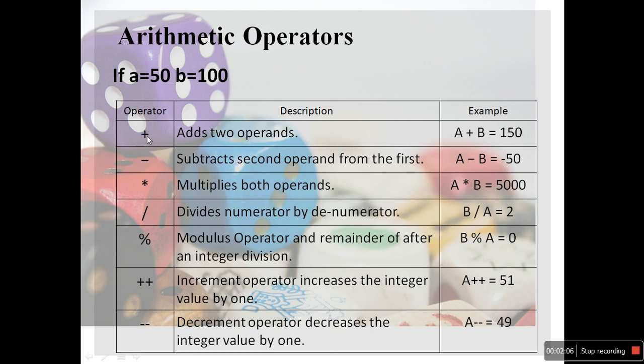If we talk about plus, that adds two operands. I took two values, a is equal to 50 and b is equal to 100. And let's do an example. As we know, a plus b is equal to 150. Yes, that is minus, multiply, and this is divide. So divide is different: 100 upon 50 means 2.